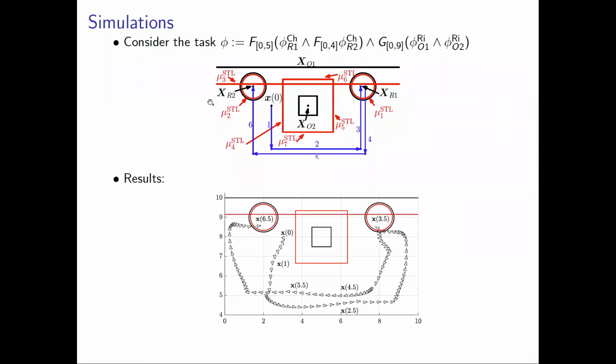The simulation results that we obtain then exactly show this. So the system is going in this direction, below the obstacle, enters the region R1, and then eventually enters the region R2.